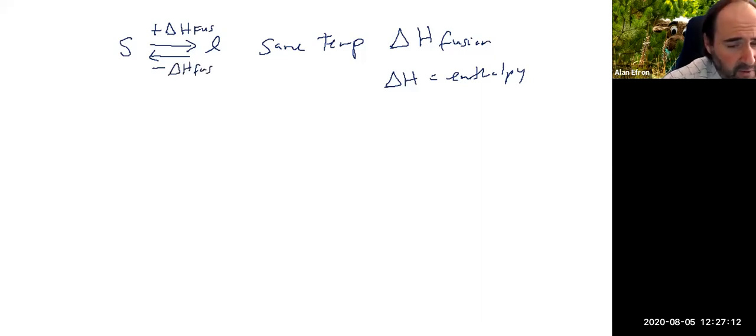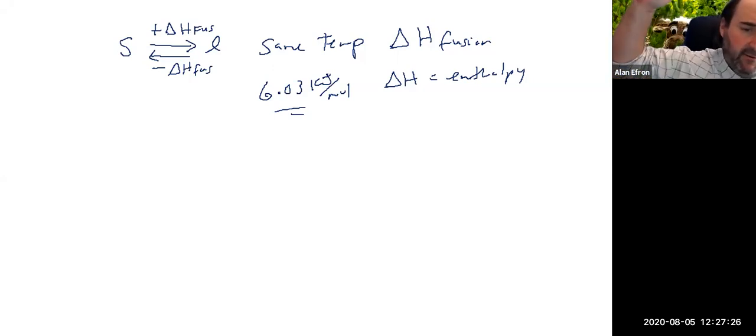So for example, for water, something like 6.03 kilojoules per mole. And it would be positive 6.03 to go from solid to liquid because you have to put energy in to melt the solid. It would be negative 6.03 to go the other way. When you remove the energy, the liquid slows down, the molecules come together, they clump, and they become a solid.